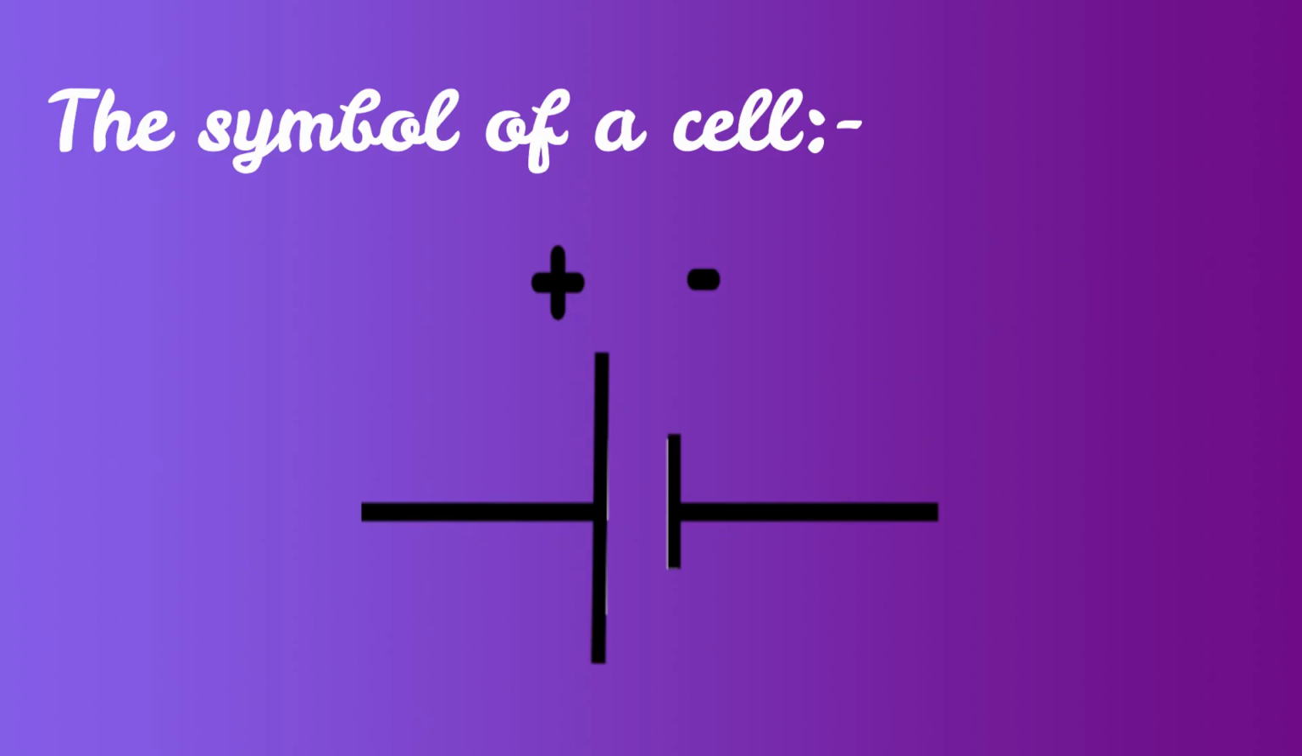The symbol of a cell consists of 2 parallel lines, one thin and long and the other thick and short, having horizontal lines on the side. The long and thin line represents the positive terminal of the cell, whereas the short and thick line represents the negative terminal of the cell.